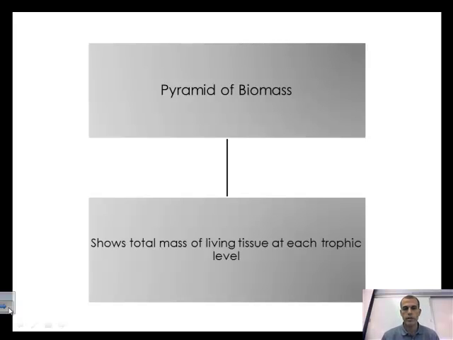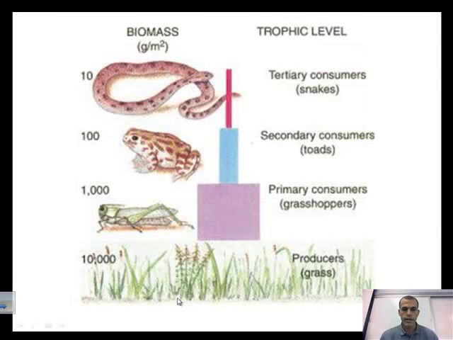What this looks at is the total amount of living tissue that is available at each of the trophic levels. Okay, so I'll give you a representation of that again. Here you can see at the bottom, we're looking at the biomass, the amount of living material, in grams per meter squared. Initially, we start off at 10,000 of those. And then every trophic level you go up, you're losing about 90% of the mass that's available at each trophic level.